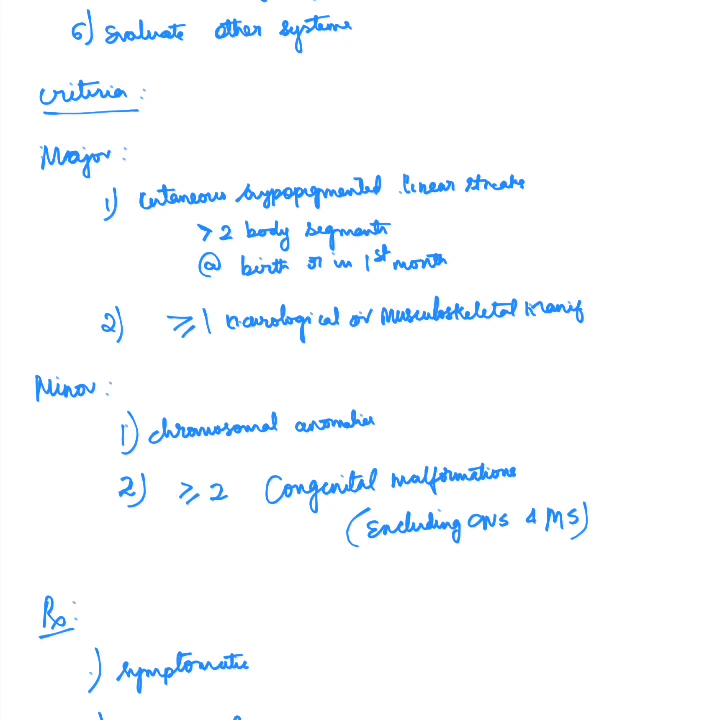So in major, cutaneous hypopigmented linear streaks affecting more than two body segments present at birth or in the first month after birth. And the second criterion is presence of one or more neurological or musculoskeletal manifestations. In minor criteria, first is detection of chromosomal anomalies and aberrations, and the second criterion is presence of two or more congenital malformations excluding the central nervous and musculoskeletal systems.